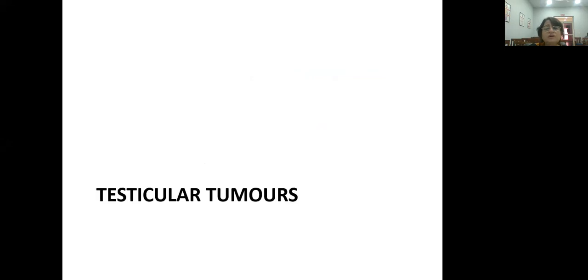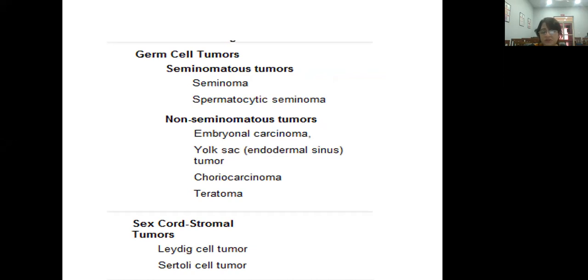Now we come on to the main topic, and that is testicular tumors. Now the testicular tumors, jaise humne female mein humne 5 categories mein divide kiya tha, males mein hum bas 2 categories mein divide karenge, that is the germ cell tumors and the sex cord stromal tumors. Two categories only, germ cell tumors and the sex cord stromal tumors. And then you can put a third category, which are the miscellaneous tumors.